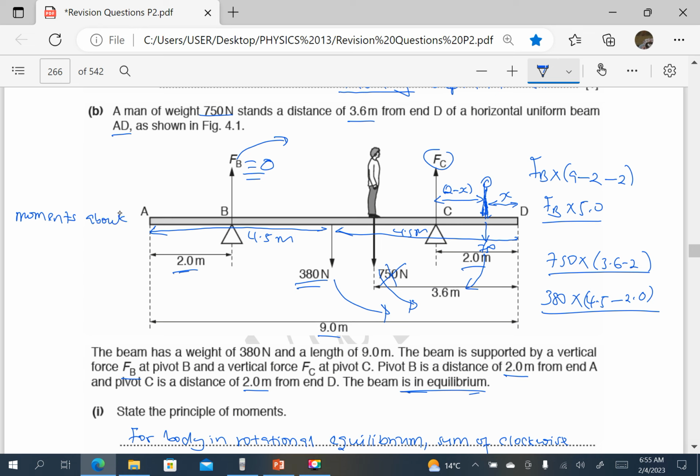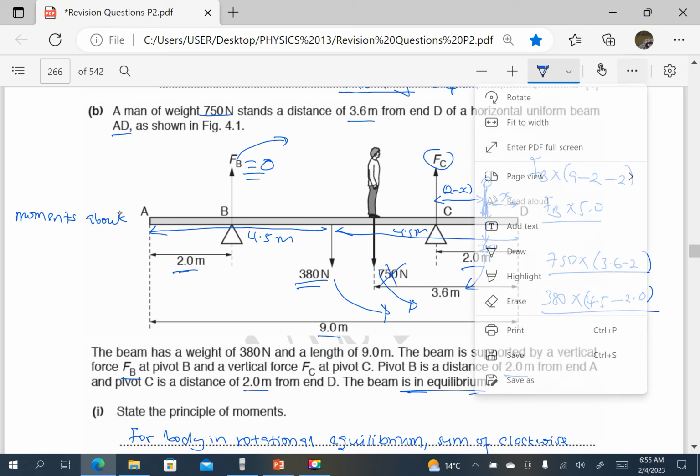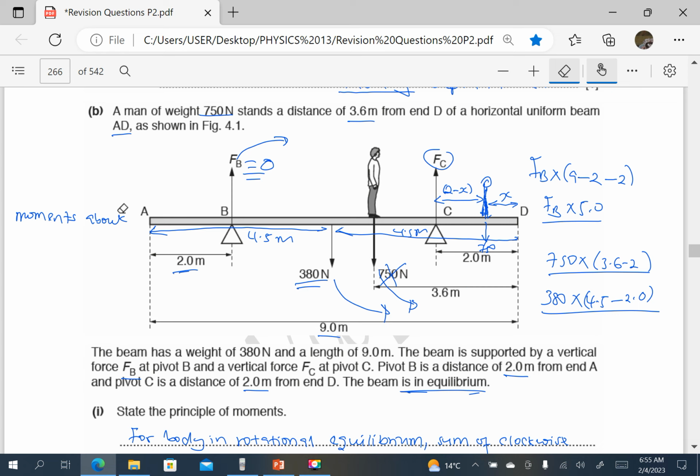I've put a lot of things in this diagram just for understanding. Moments about D: the man's moment about D is in that direction, which is anti-clockwise. So that will be 750 times the perpendicular distance from D, which will be x. Then the weight of 380 newtons is still anti-clockwise, so this will be 380 times 4.5, because it was at the midpoint. Then the force at C will be clockwise.